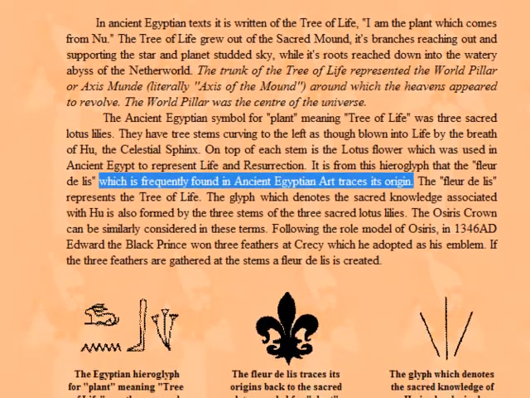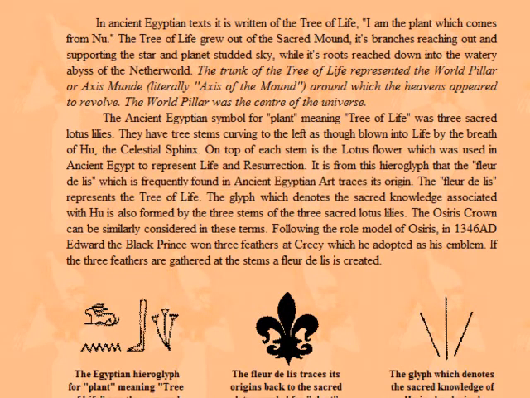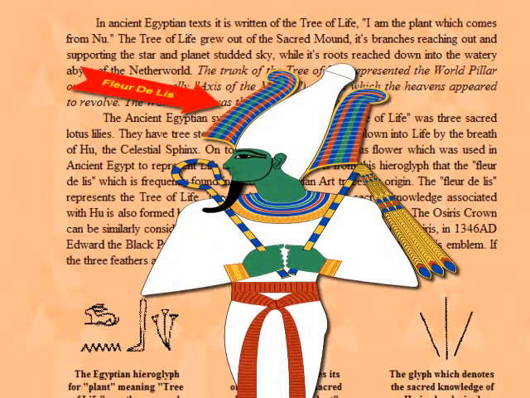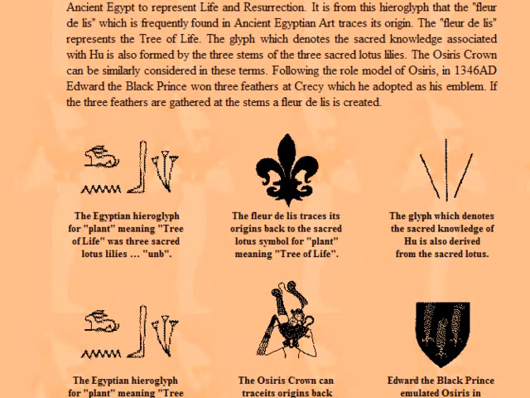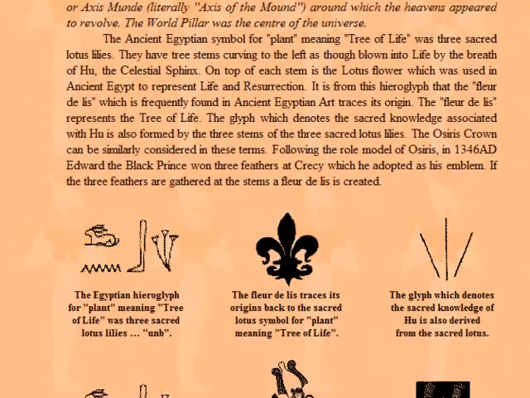represents the tree of life, the glyph which denotes the sacred knowledge associated with who is also formed by the 3 stems of the 3 sacred lotus lilies. The Osiris crown, which I'll put in post-production, can be similarly considered in these terms. So what do you have right here, man? You have the crown on top of the head of Osiris is the fleur de lis.